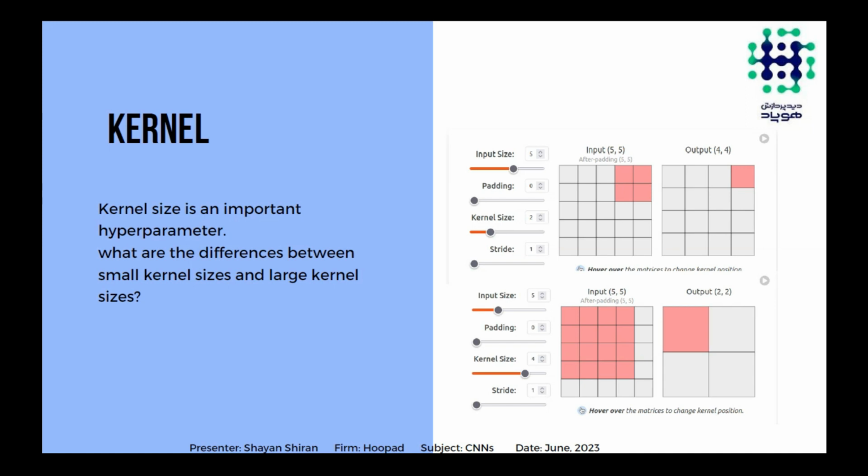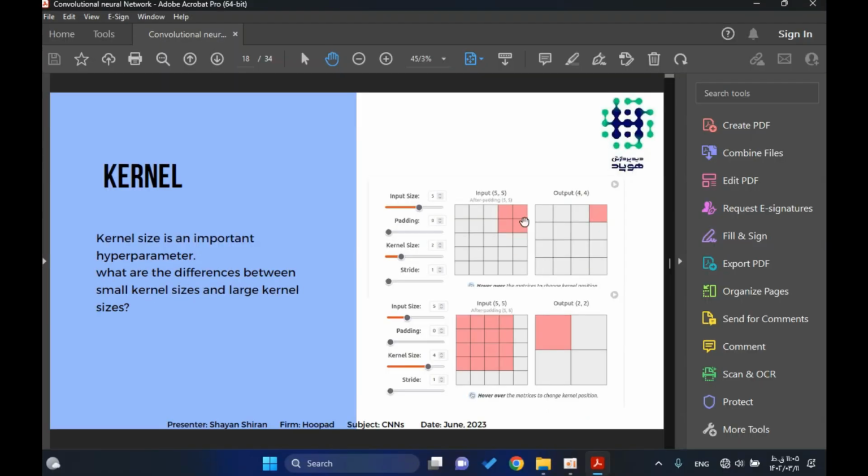As you can see here, I put a picture to fully understand the differences between small kernel sizes and large kernel sizes. This top figure has a kernel of size 2, and its stride is 1. Let me see if I can draw something here.